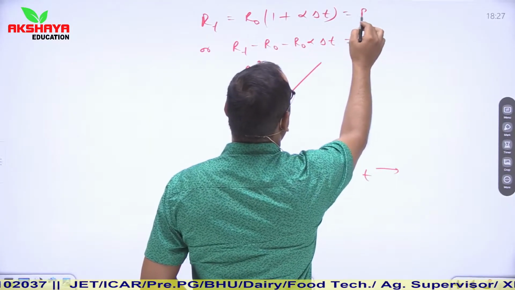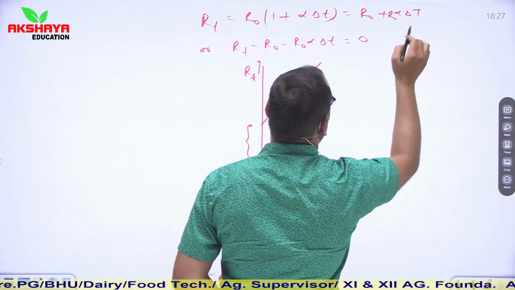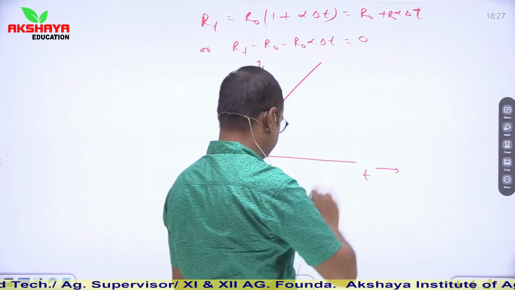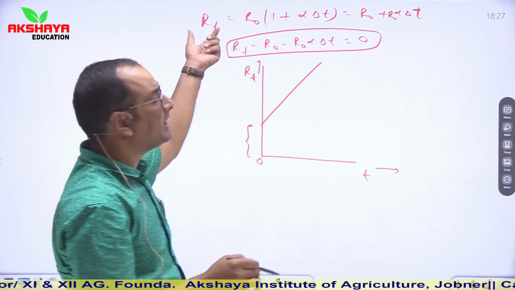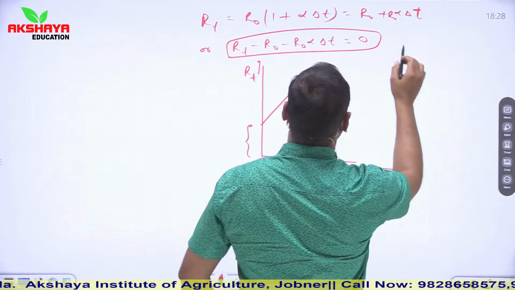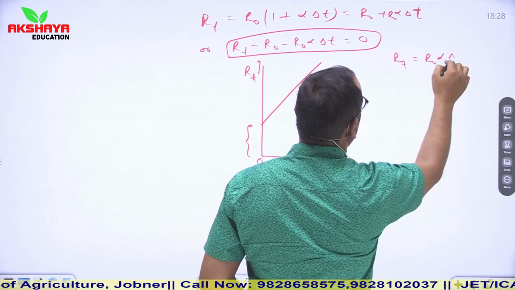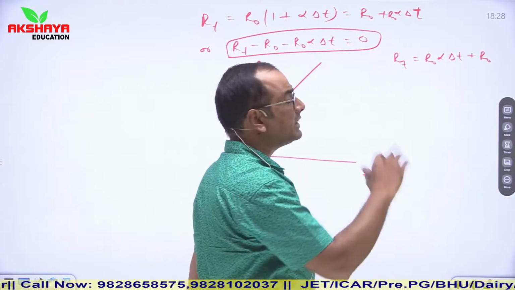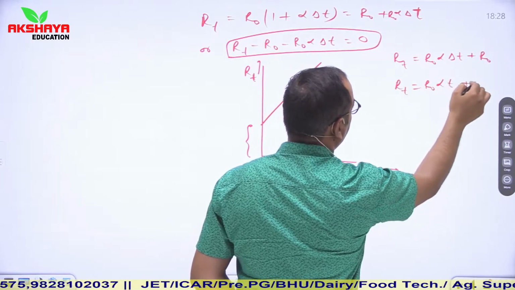From here it is R naught plus R naught alpha del T. If we consider that del T is taken as T, with RT as the component on y-axis and small t on x-axis, then it is very clear that RT is equal to R naught alpha del T plus R naught. Or if we consider that T1 is equal to 0 degree Celsius and T2 is equal to T, then this relation becomes R naught alpha T plus R naught.